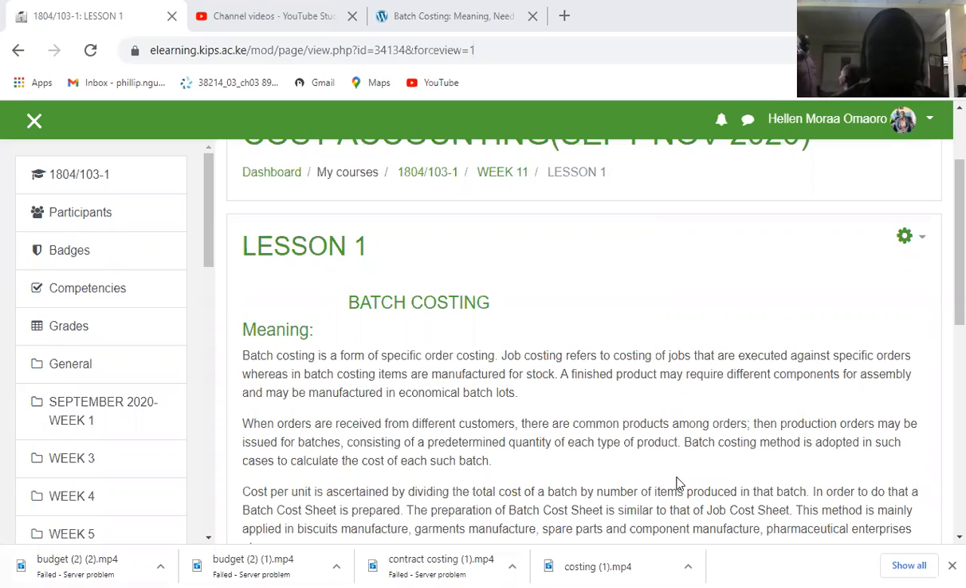Job costing refers to costing of jobs that are executed against specific orders, whereas in batch costing, items are manufactured for stock. So a finished product may require different components for assembly and may be manufactured in an economical batch process. So batch costing is a special type of job costing. As I've said, a batch is defined as a cost unit which consists of a group of identical items. In batch costing, a job consists of units of similar products covered by a single number.